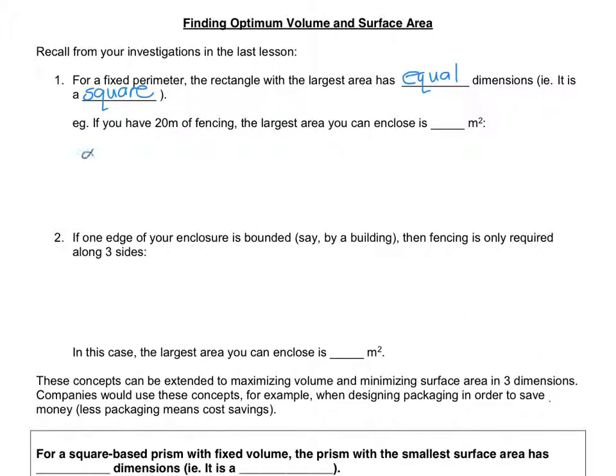So we would take the 20 meters of fencing and divide it by 4, which tells us that along each side we would have 5 meters of fencing. And then the area of that enclosure would be 5 times 5. So the largest area we could enclose would be 25 square meters.